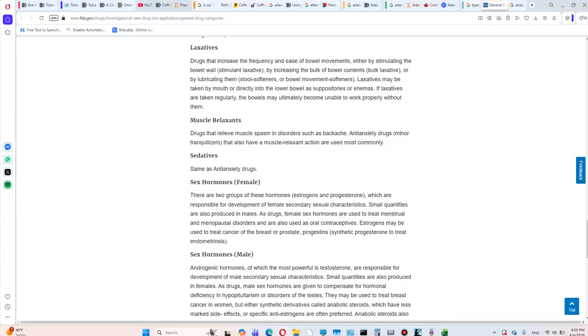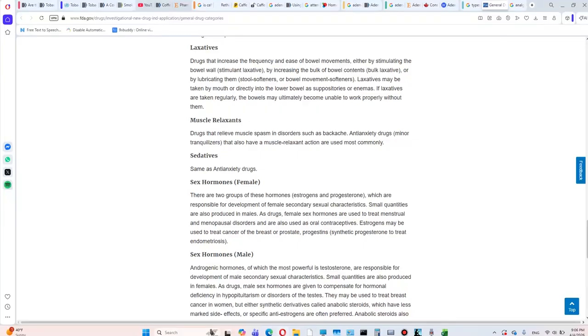Muscle relaxants. Drugs that relieve muscle spasms in disorders such as backache. Anti-anxiety drugs, minor tranquilizers that also have a muscle relaxant action, are used most commonly. Sedatives. Same as anti-anxiety drugs.